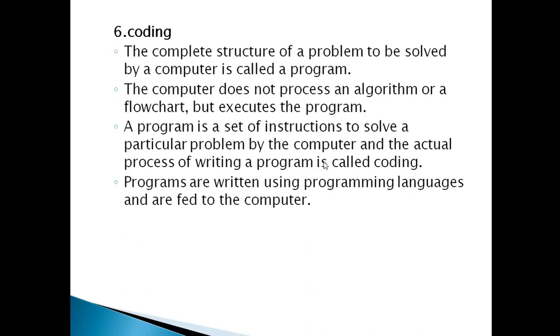Next, programs are written using programming languages and are fed to the computer. Programs are generally written in programming languages and then forwarded to the computer to generate the output. A program involves instructions, and writing the program is called coding. After writing the program, you give the statements to the computer and the computer produces the outputs. That is the sixth phase, coding.